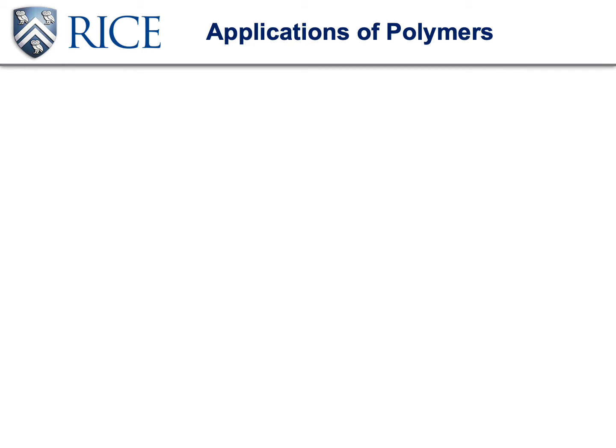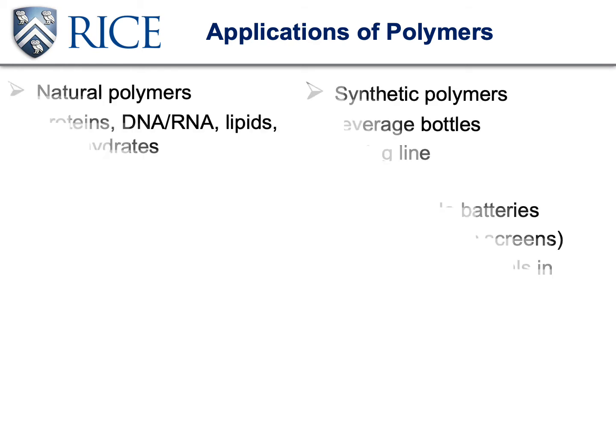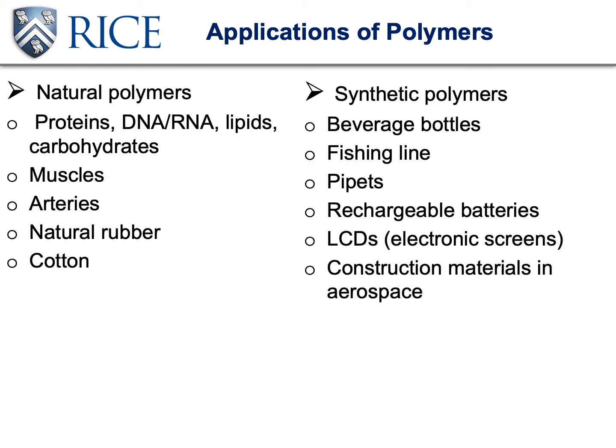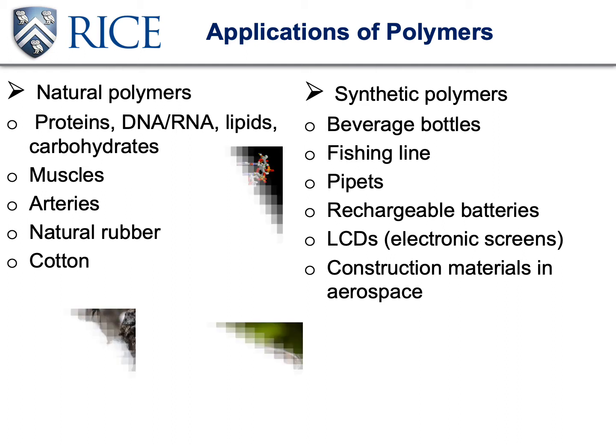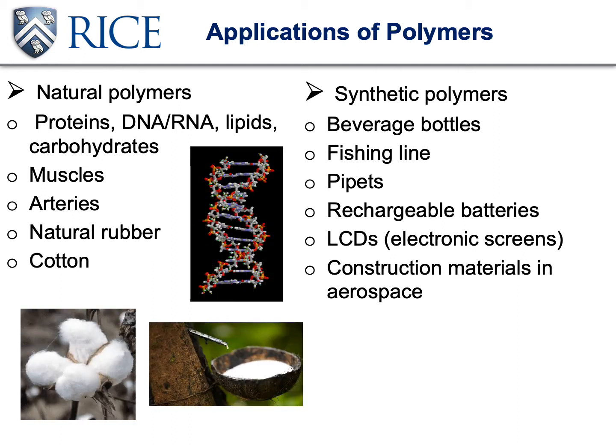Polymers are everywhere, appearing in both everyday life and cutting-edge technology. Here are some more applications and examples of both natural and synthetic polymers. Almost everything in the human body and in nature is made up of polymers. Some examples in the body include your muscles and skin. Other examples include rubber and cotton.